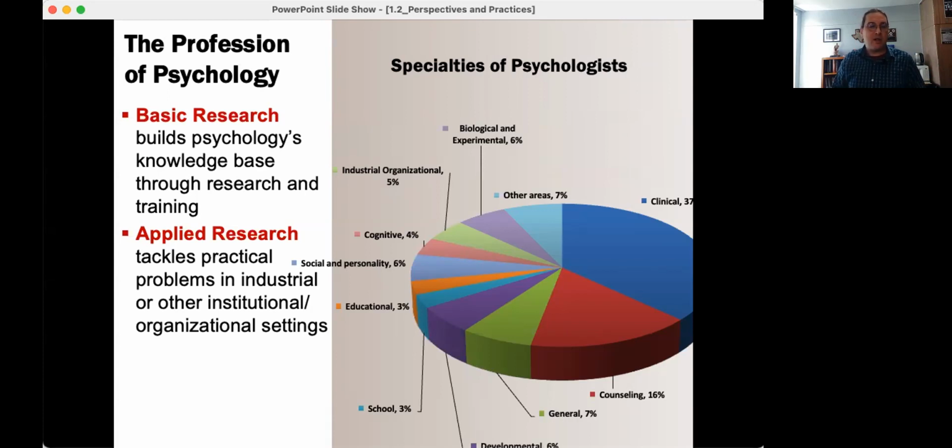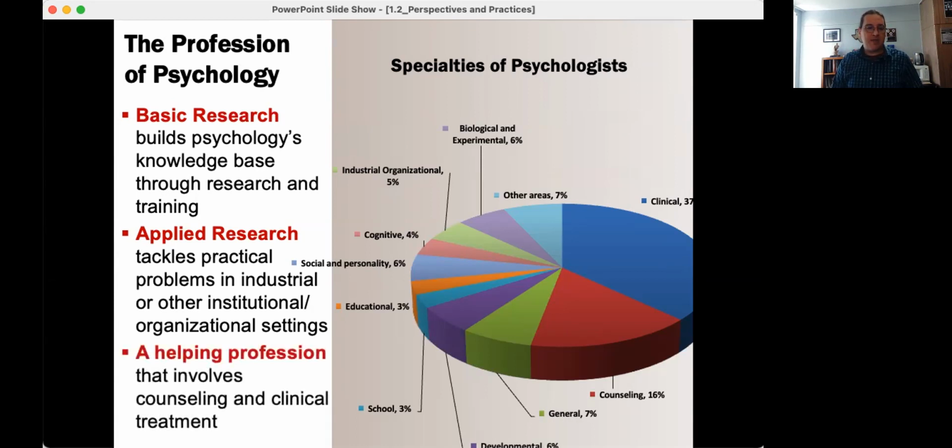Applied research looks more at a practical problem, either in the industry or within mental health, and aims to make changes. This is where oftentimes we see experiments happening, and that's through applied research. And then the other big part of the profession that we see, and some of you have already alluded to, is the helping profession, which involves counseling and clinical treatment.